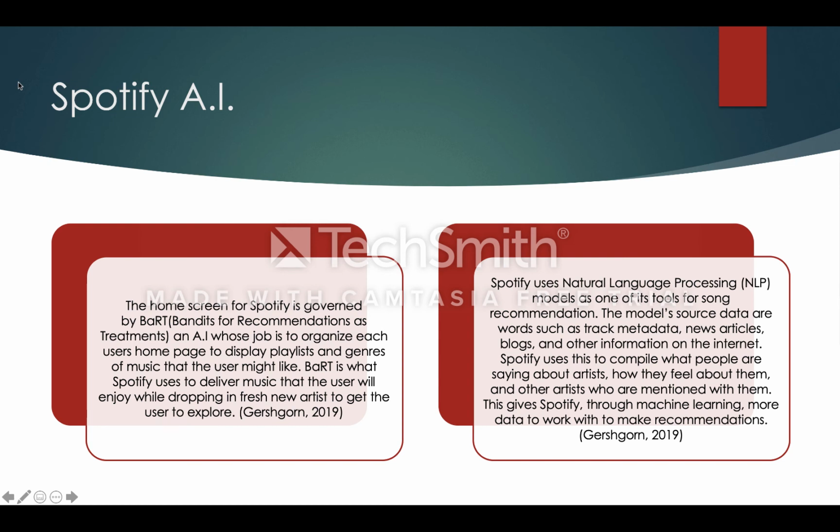Spotify uses this to compile what people are saying about the artist, how they feel about them, and the artists who are mentioned with them. This gives Spotify, through machine learning, more data to work with to make more of these recommendations to get the user to keep listening.